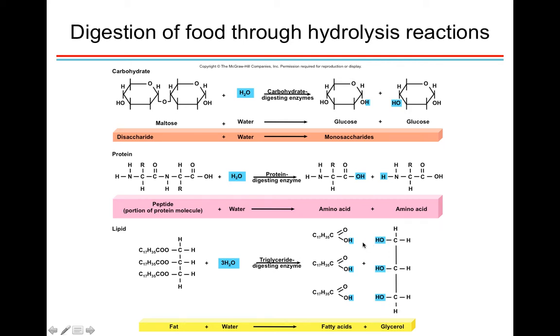And in each case, you can see the H2O, the H in one molecule, the OH in the other one, that was added to perform this hydrolysis, each of these hydrolysis reactions.